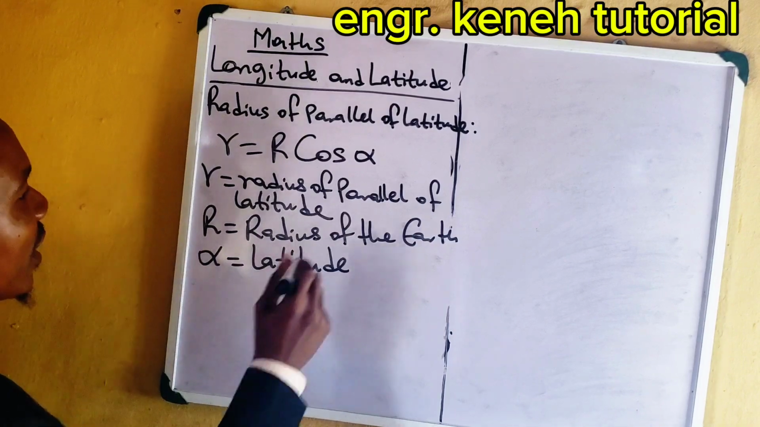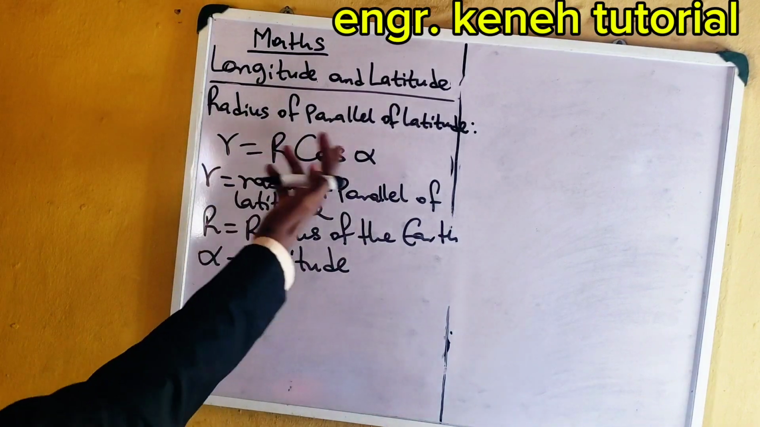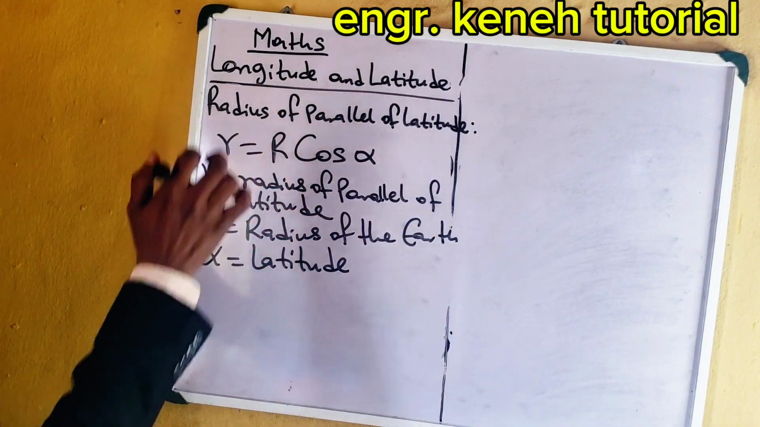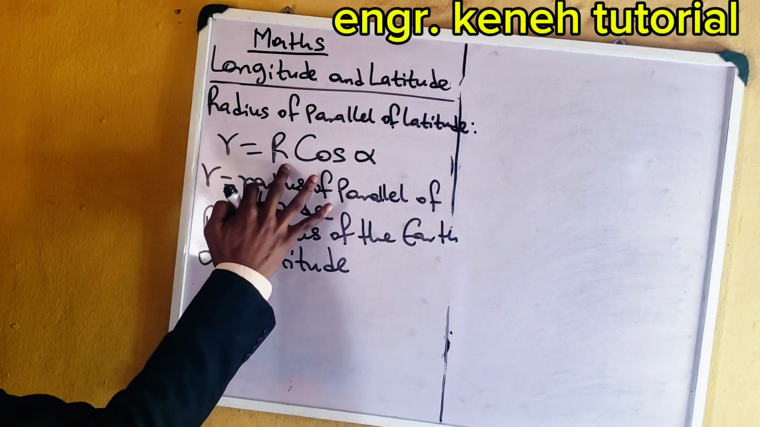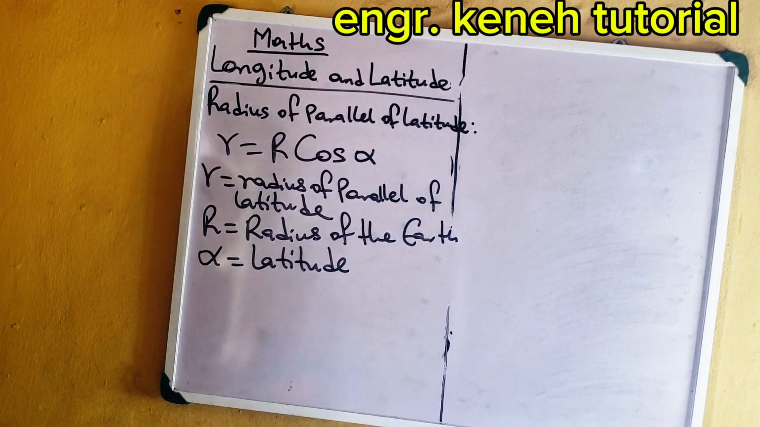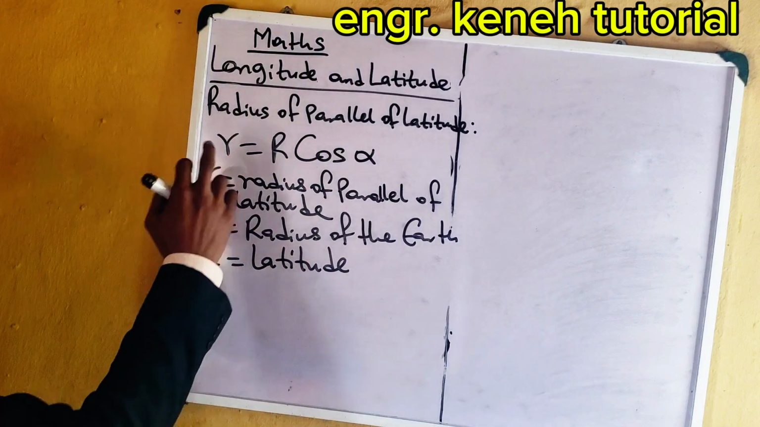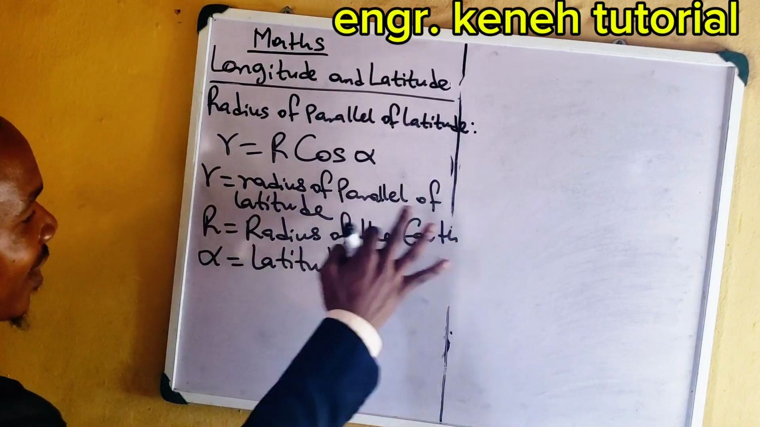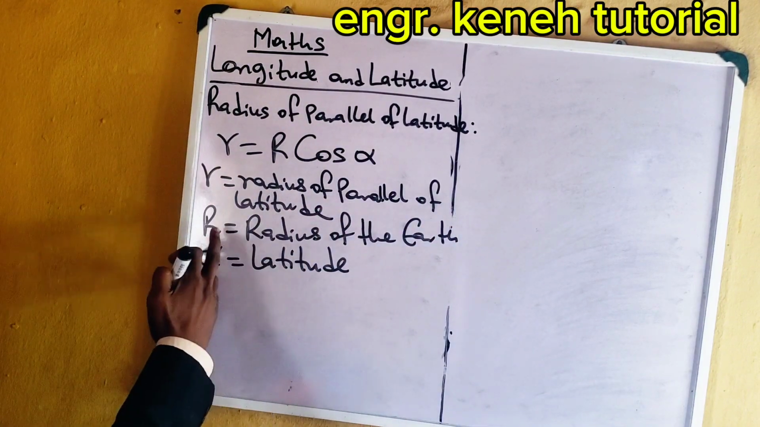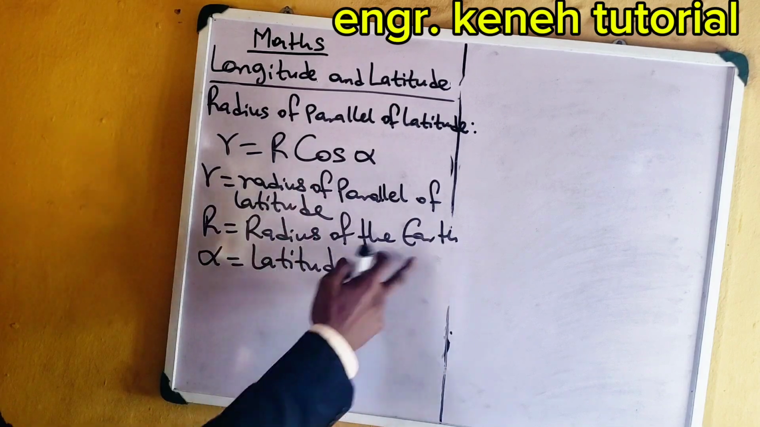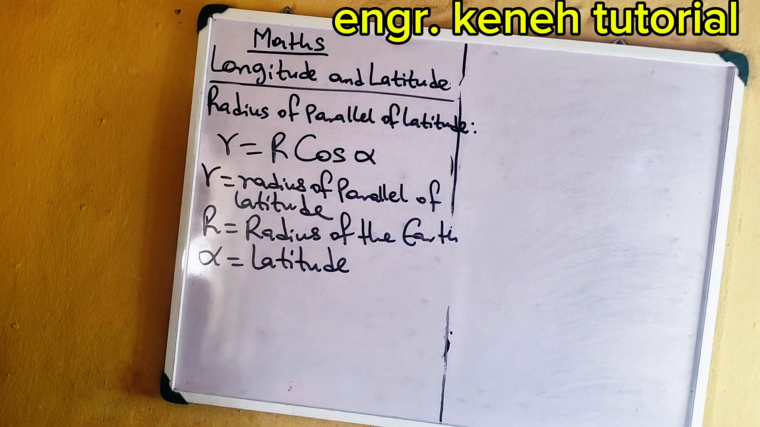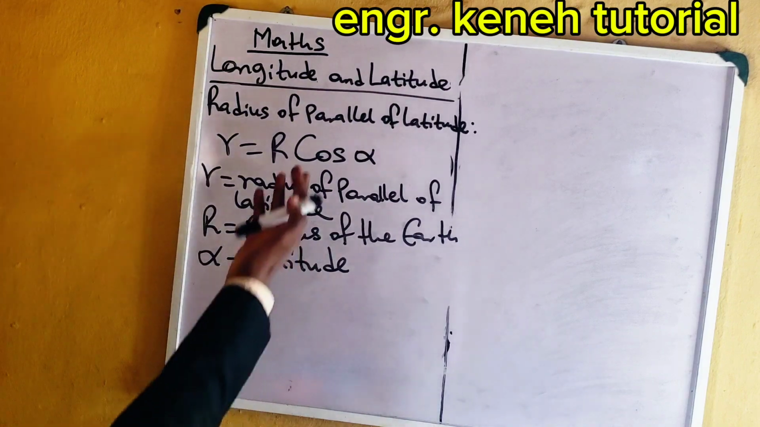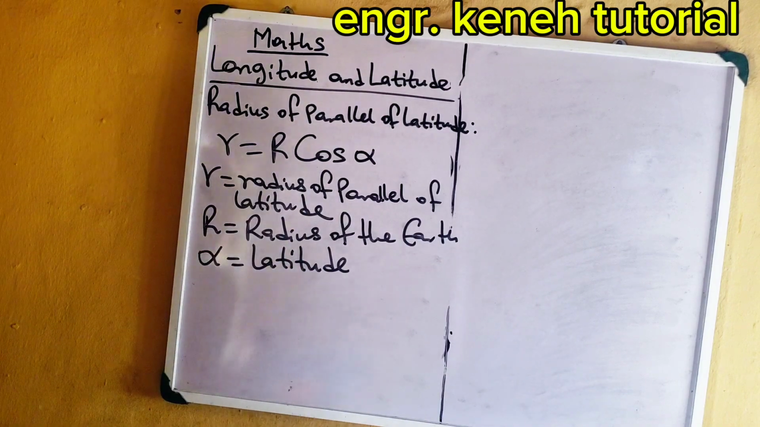So if we are looking for the radius of parallel of latitude, we apply this formula, which says that small letter r is equal to capital letter R cos alpha. Where small letter r is the radius of parallel of latitude, capital letter R is the radius of the earth, and alpha is the latitude itself. Let us use this now and solve an example so that you understand it better.